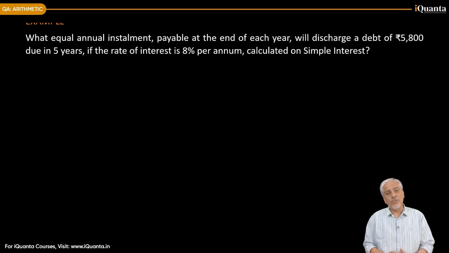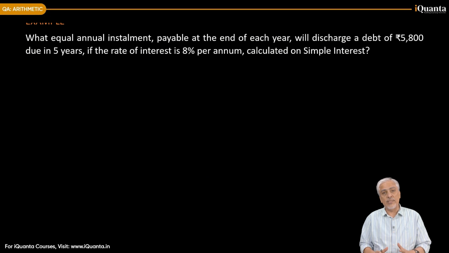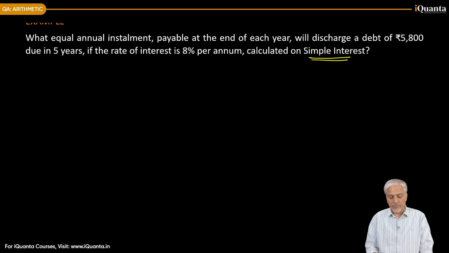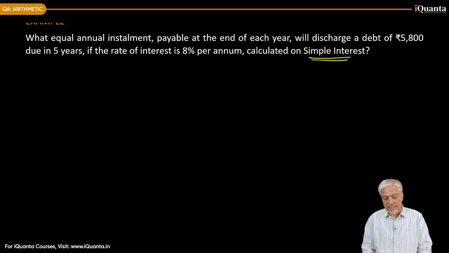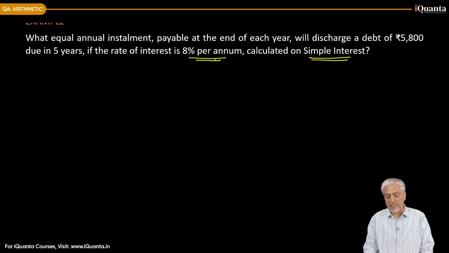Last question. Normally, all questions of installments are asked around compound interest. But I'm just showing you one question around simple interest so that if it comes up, you should know how to do it. What equal annual installment payable at the end of each year will discharge a debt of 5,800 due in 5 years if the rate of 8% per annum is taken on simple interest? Completely different approach of method.